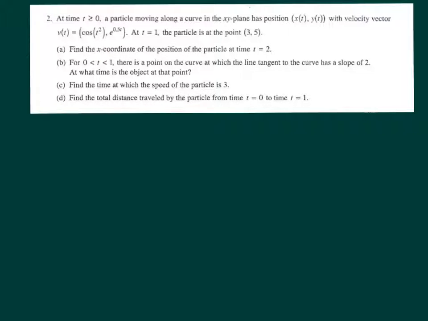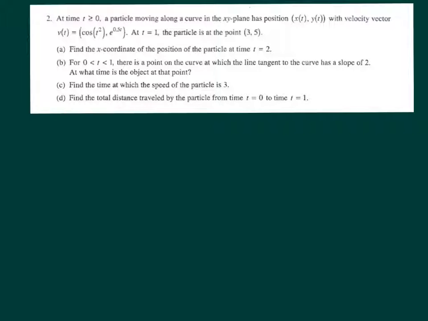Find the x coordinate of the position of the particle at time t equals 2. Okay, so really what you're finding is you want to find the value of x at t equals 2, and you got to think about what the integral tells you and how you can incorporate the integral with the fact that at t equals 1, you know the point, its location, to find that x coordinate of that point.